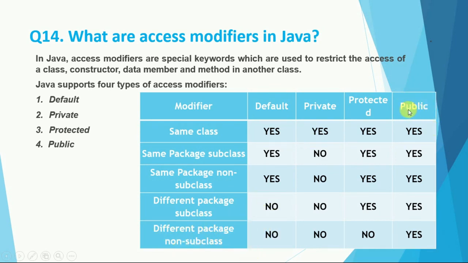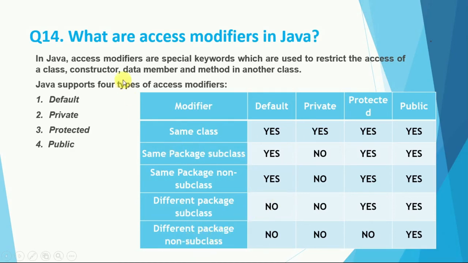The public access modifier is accessible for all classes: same class, same package subclass, same package non-subclass, and different package subclass. The private access modifier is only accessible within the same class. The protected access modifier is accessible by all classes except different package non-subclass; there is a restriction for that. So, public is accessible for all classes, private only within the class, and protected by all classes except different package non-subclass. Default is accessible for the same class, same package subclass, and same package non-subclass, but not for a different package or a different package non-subclass.